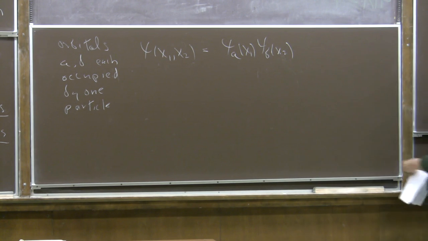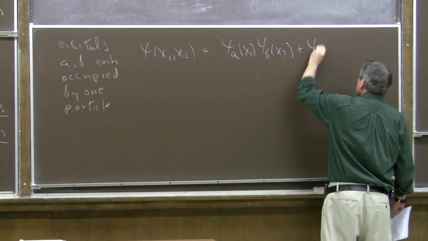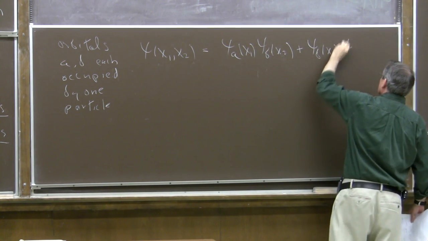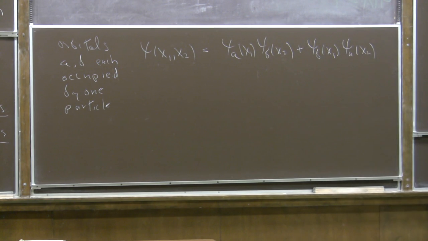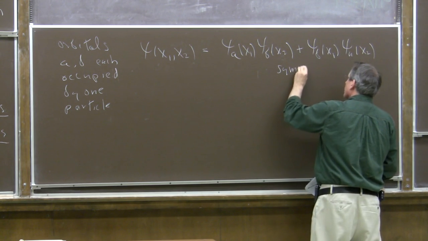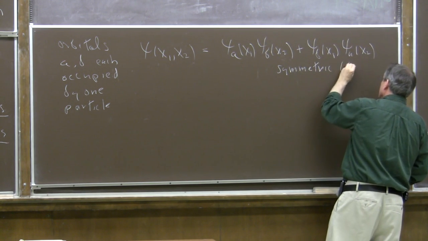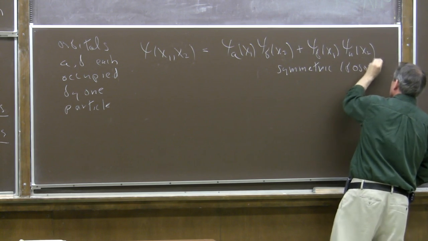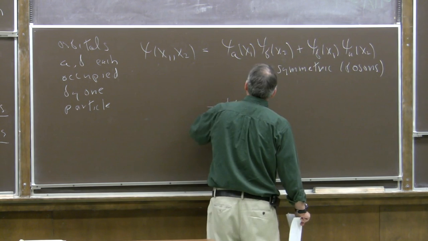If they're bosons, I should make it symmetric by adding the same function but with x1 and x2 interchanged, or equivalently interchanging a and b. So that would be the symmetric wave function, which would be the right way of writing the two-particle wave function for a boson, or pair of bosons. In the case of fermions, though, I would have to put in a minus sign.